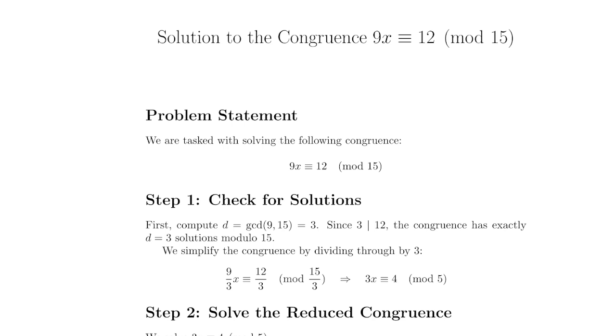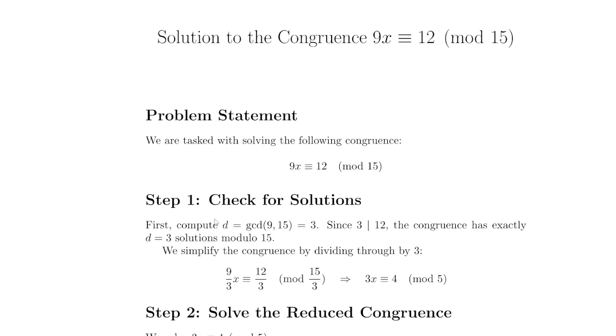So the problem is simple. We need to solve the congruence 9x congruent to 12 mod 15. What does that mean? It's asking for values of x that satisfy this equation when taken modulo 15. But before we jump into solving it, we first need to check if there are any solutions at all.